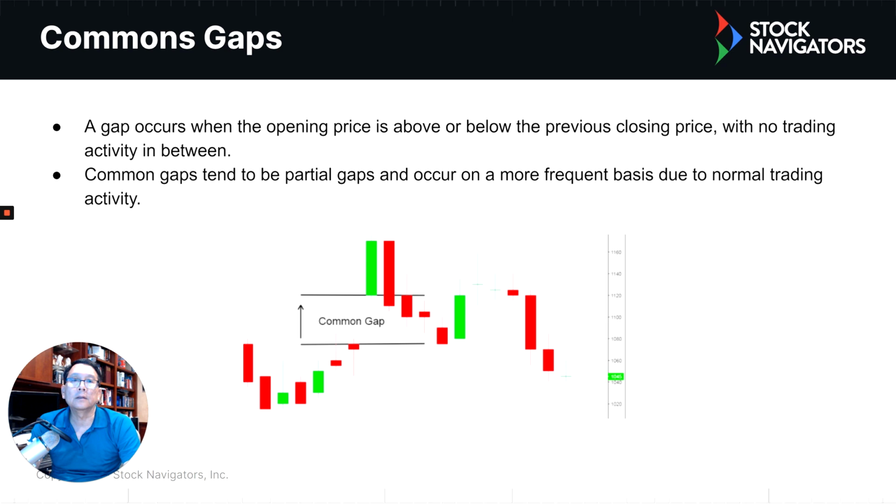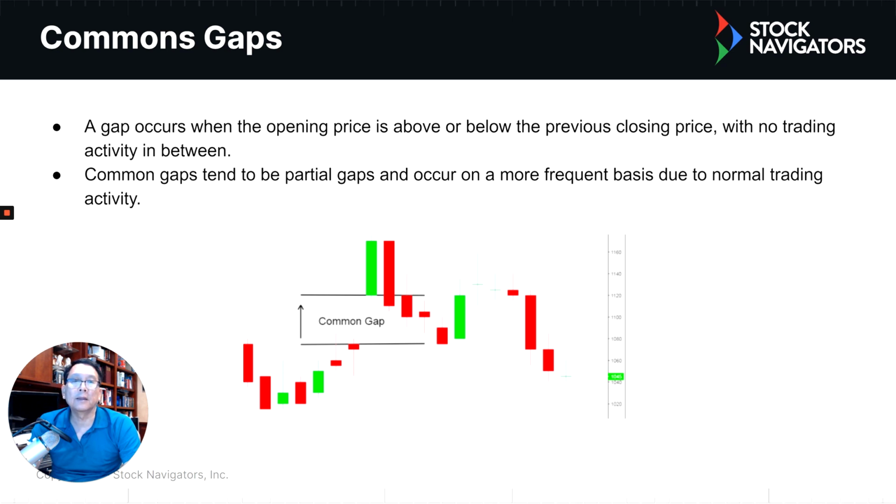The common gap happens when the opening price is above or below the previous closing price, but with no trading activity in between. Common gaps tend to be partial gaps and occur on a more frequent basis due to normal trading activity. So these gaps are common and usually get filled fairly quickly.